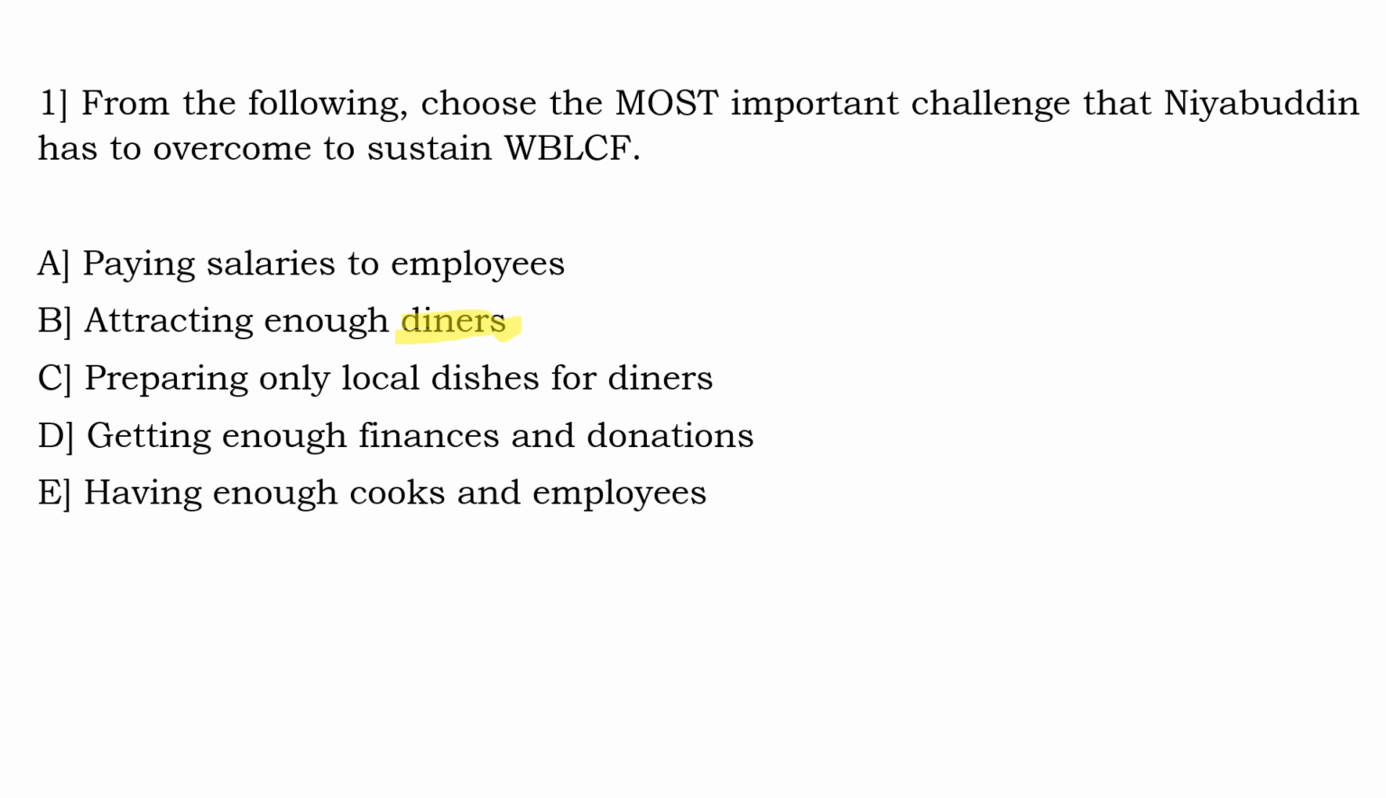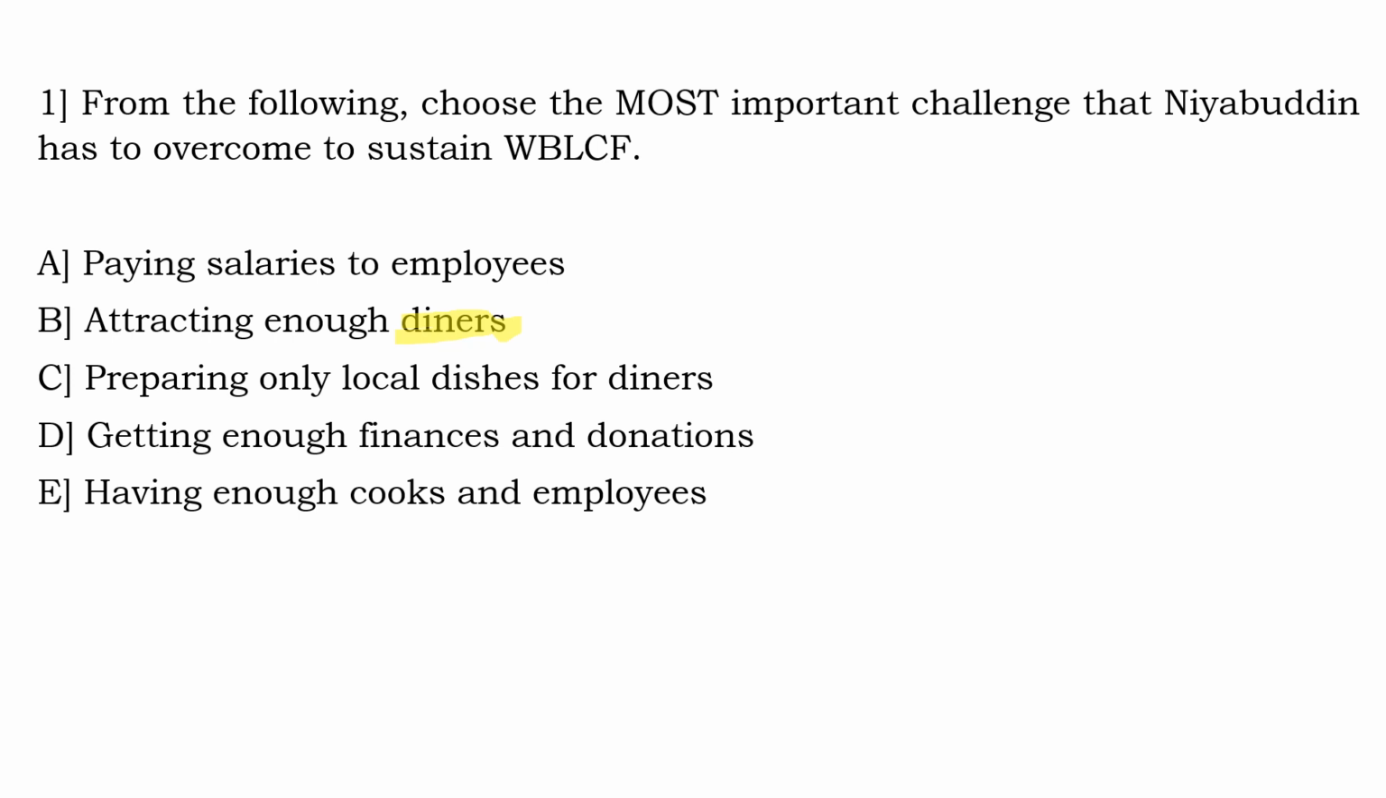Attracting enough diners. The passage never says that he has a problem in attracting enough people. A lot of people are coming and eating at the facility, and anyway, since it is given for free, there will be people who are hungry, who do not have the money to purchase food, so they will definitely be coming. So this is not a problem or a challenge he is facing. Option C, preparing only local dishes for diners. This is not given as an issue that he is facing.